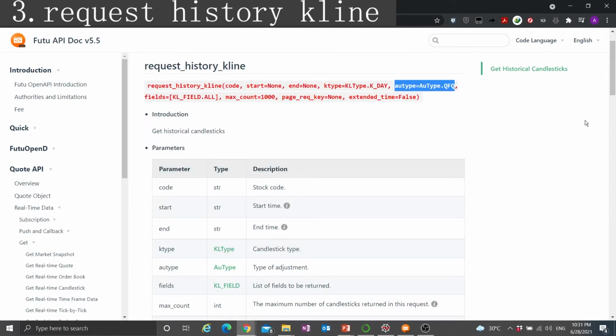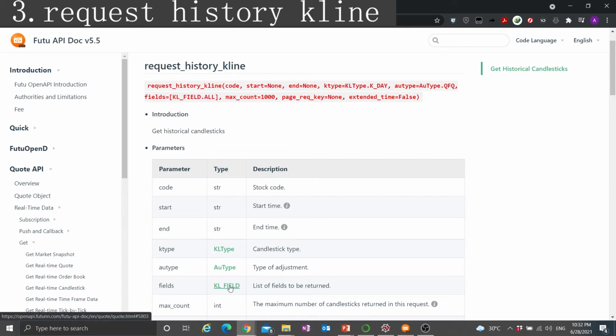The next parameter, autype, which is adjustment, is used to adjust the stock price. Often when a company gives dividend or stock rights, there will be an adjustment to the stock price. Let's take dividend as an example. Stock before dividend is paid out is called cum dividend, and it is worth more. And after the dividend is paid, the stock is called ex-dividend. Now it is worth less.